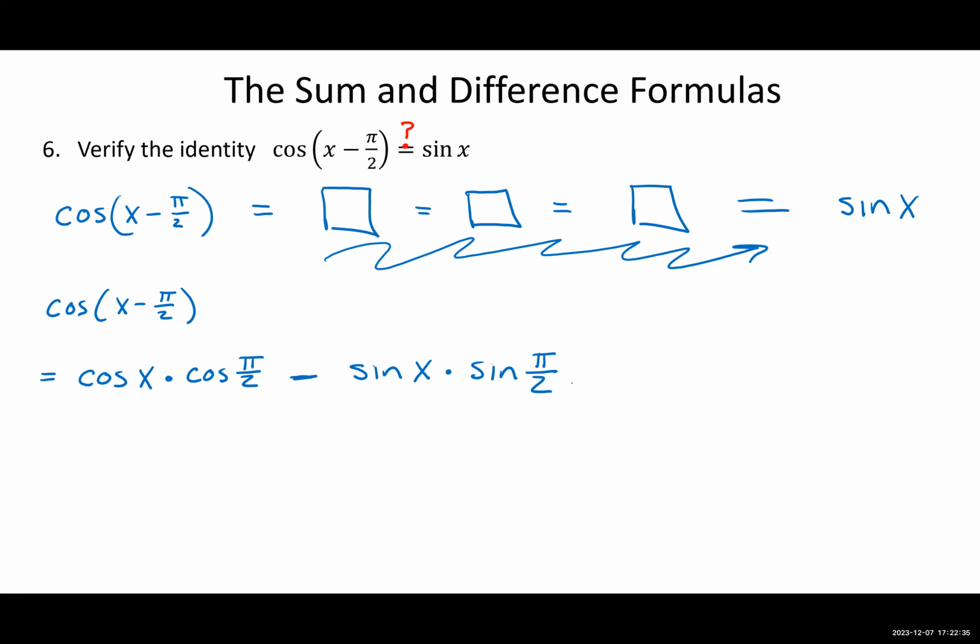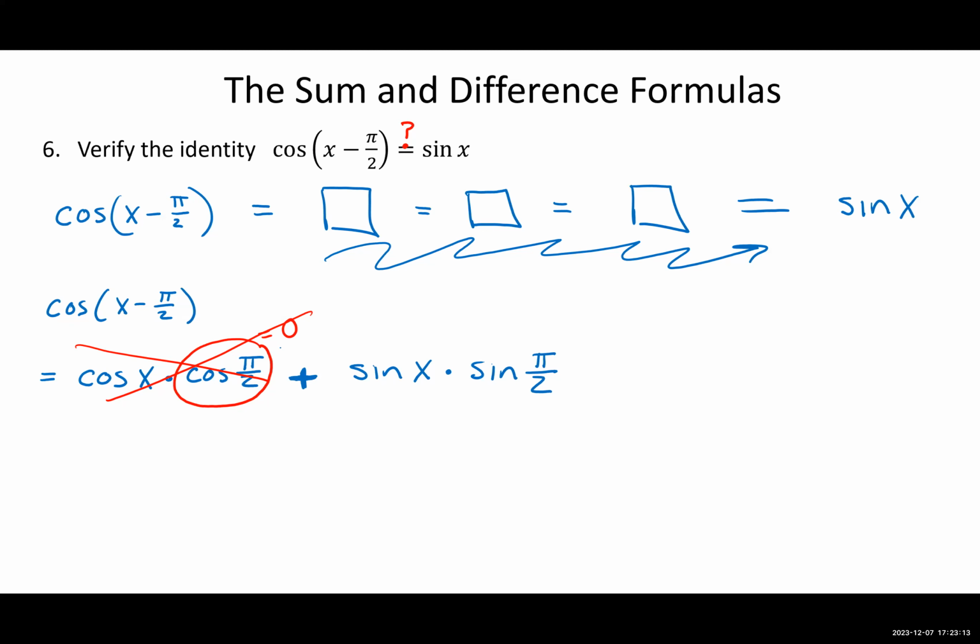Let's see, is this going to work? What is the cosine of pi over 2? Now that is equal to 0. So the cosine of x times the cosine of pi over 2, that whole thing is gone. Oh, sorry, I made a small mistake there. Let's make sure we're using the right formula. Cosine, cosine plus sine, sine. If we start with a minus, the formula uses a plus.